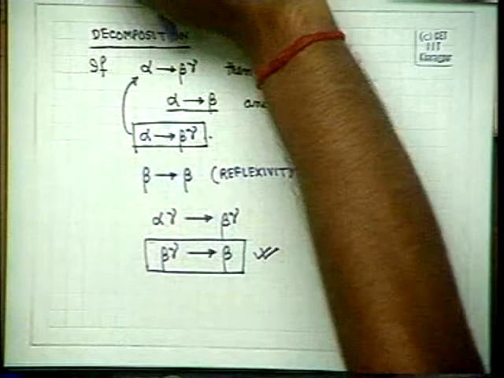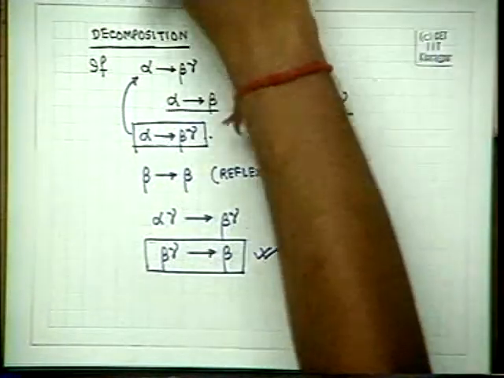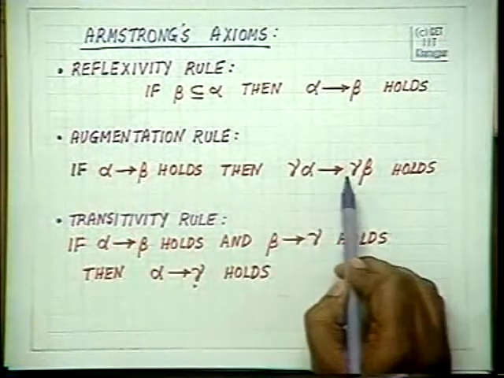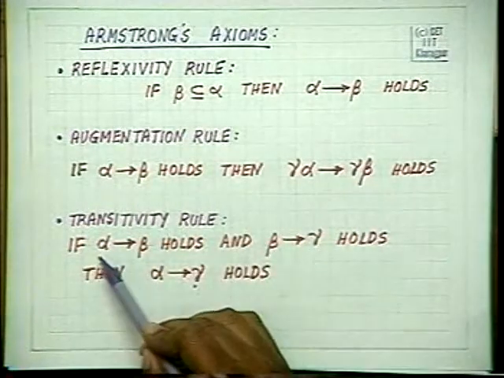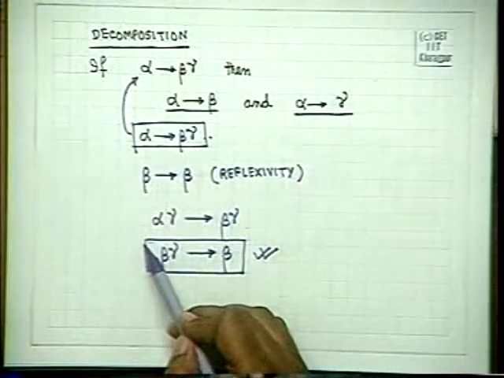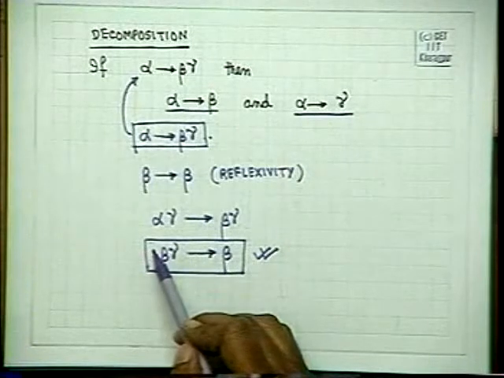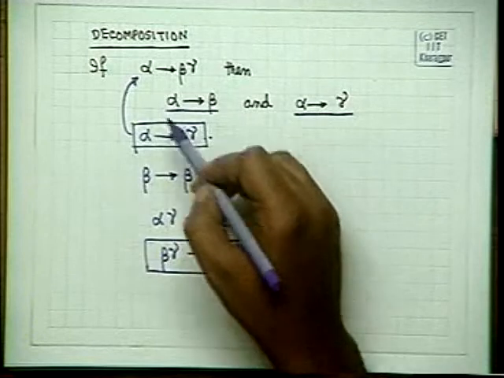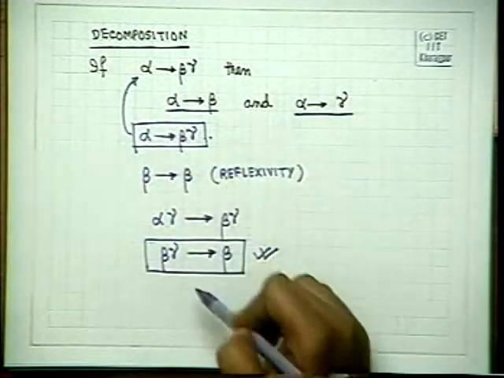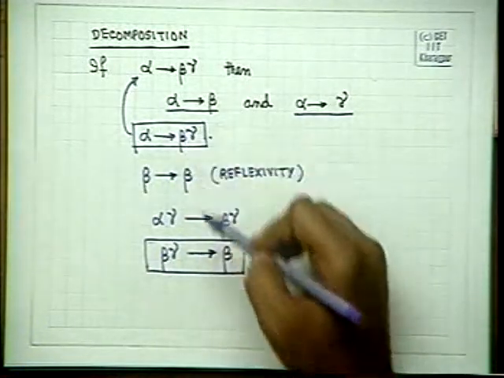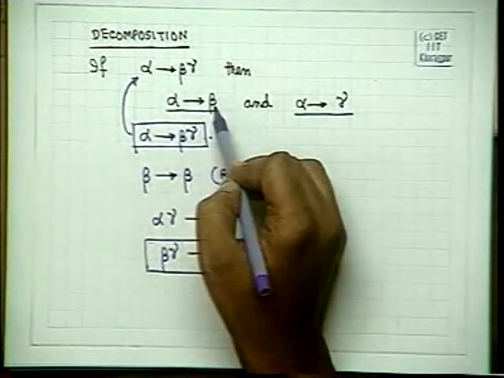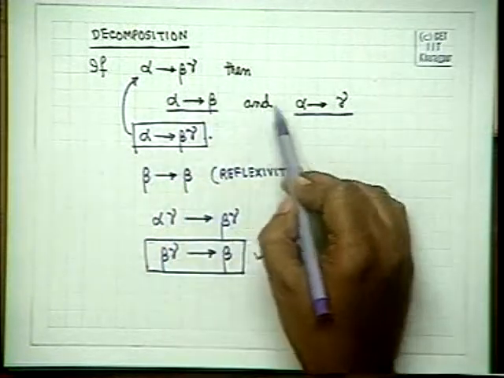Armstrong's axioms are only 3 rules: reflexivity, augmentation, which says alpha to beta gives gamma alpha to gamma beta, and this is the transitivity rule. So, we do not have any direct rule proving this. We have to first prove this using some rule and then use this to prove this. I will not complete it, I will just leave it as an exercise to show how given this you can prove this, similarly how given this you can prove this.